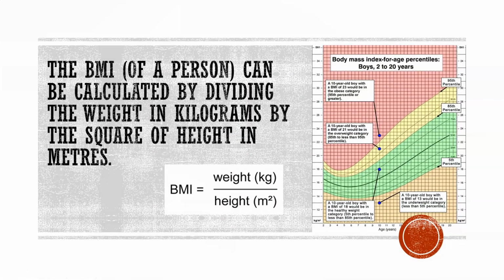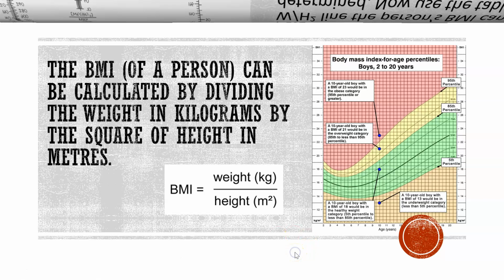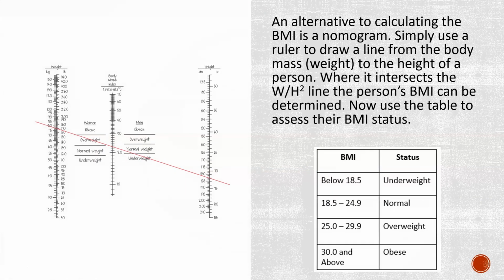The BMI of a person can be calculated by dividing the weight in kilograms by the square of the height in meters. And then here we've got our table showing that. Okay, now an alternative to calculating the BMI is using a nomogram that we've got here. Simply use a ruler to draw a line between the weight and the height of the person, and in between you'll cross where they are in terms of body mass index.